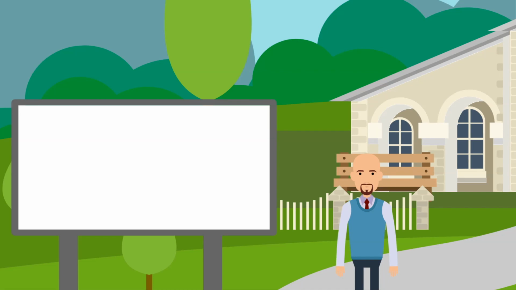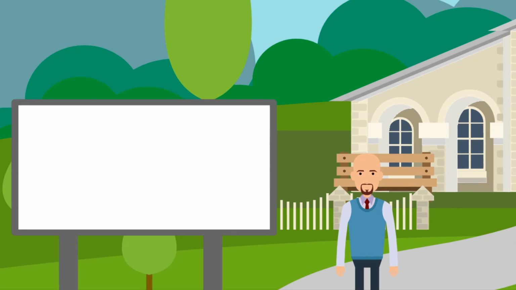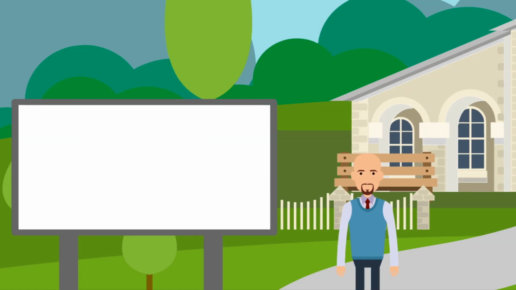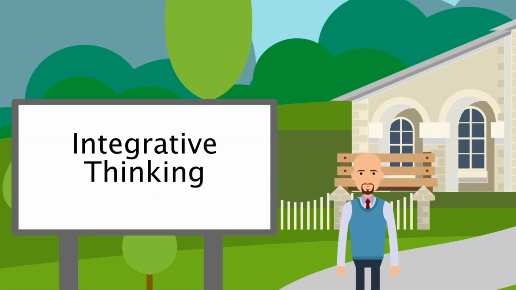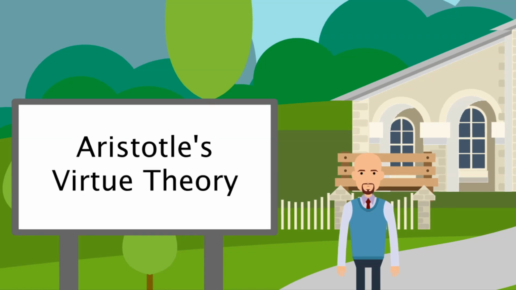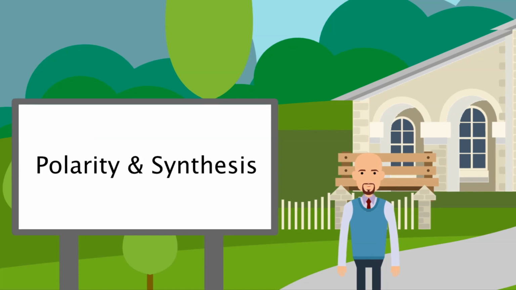Hello, fellow knowledge seekers. In this video, we are going to cover mental models of virtue and vice, as we examine the models of the 7 deadly sins and their opposite, the 7 heavenly virtues. We will introduce the idea of integrative thinking, and we will see how it complements Aristotle's virtue theory. We will also explore the abstract nature of polarity and synthesis as it relates to virtues and vices.